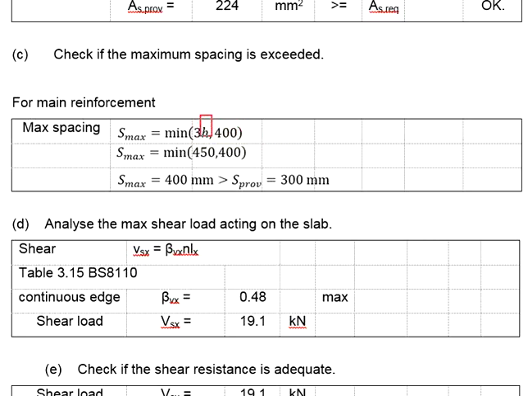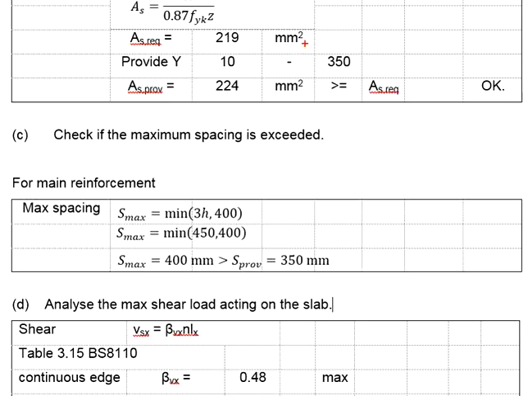The h will be the thickness of the slab, which is 150. That gives you 450 and 400. The smaller value will be 400 mm. The As provided with the spacing of 350, which we have decided in our previous question. Now you will check this 350 against the maximum spacing of 400. The provided spacing is less than the maximum spacing of 400. Therefore, the maximum spacing check passes.